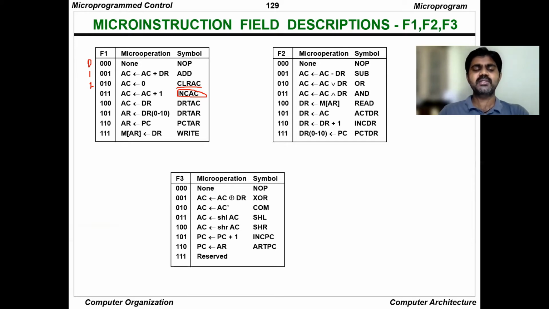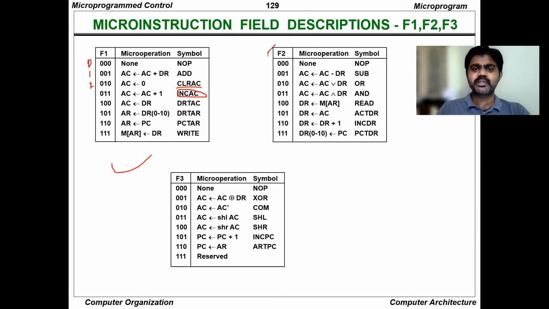So 011, that is 3, is INC AC, that is increment accumulator, AC plus 1. Then DRTAC, data register to accumulator. Data from the data register goes to accumulator, that is 100. Then DRTAR, data register to address register. Data register occupies 0 to 10 bits, and it goes to address register. Next, PCTAR, that is program counter to address register. Next is write. The write operation is DR to M of AR. So this is all about F1.